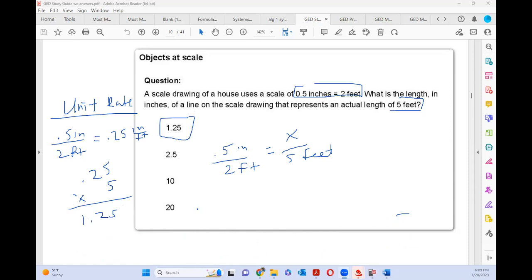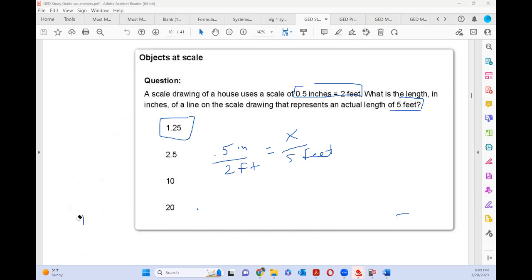Okay. Well, what if I cross multiply? So that's one way you can solve it, is unit rate. Remember, to solve a proportion, there are 3 ways. And let me say them again. Equivalent fractions, unit rate, cross multiplication. Okay, so that first way I just showed you was unit rate. Now we're going to cross multiply.